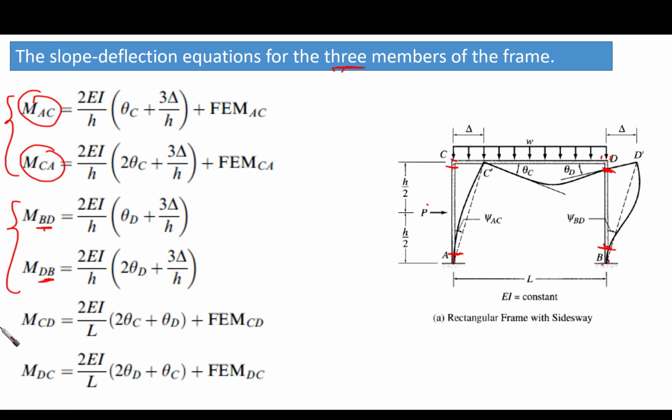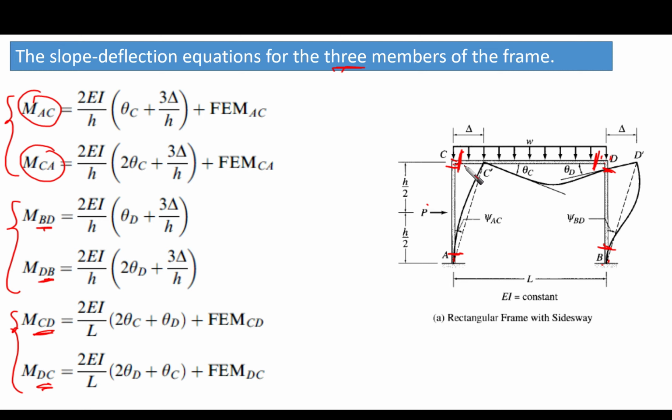So this is member BD. And the last one is the horizontal element, which is CD. We're going to apply the slope deflection method at point C and at point D. Now it is clear for us we are going to apply the slope deflection method like 6 times.